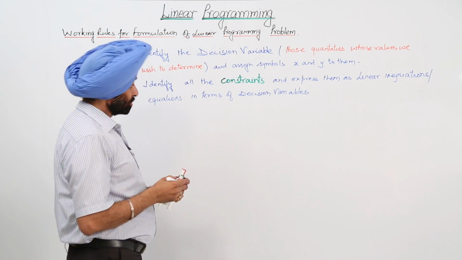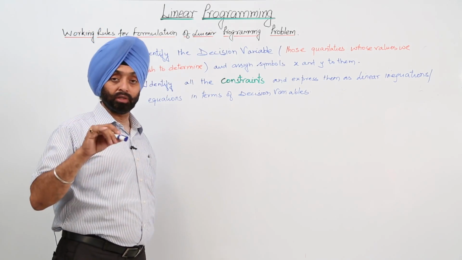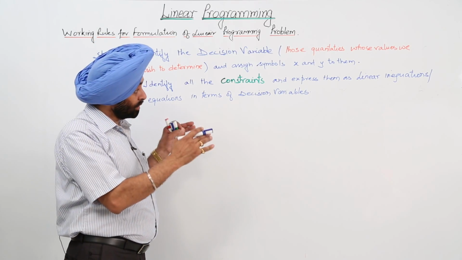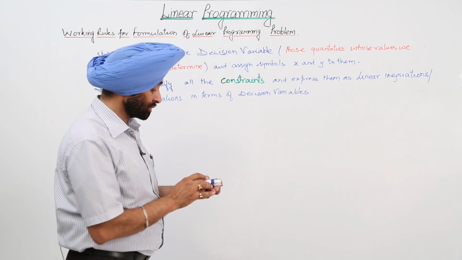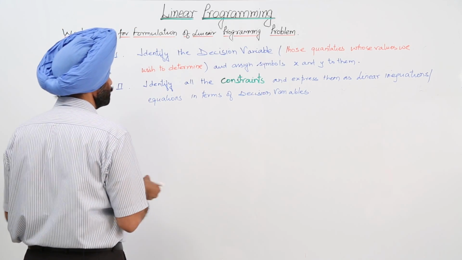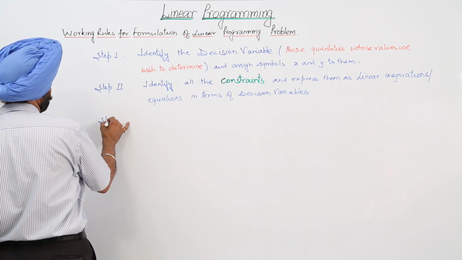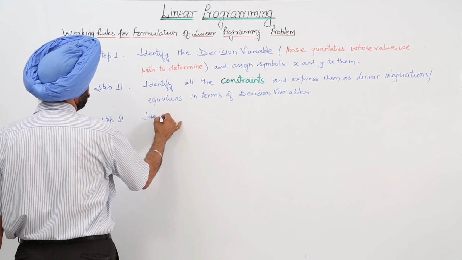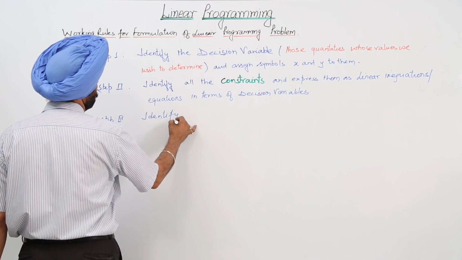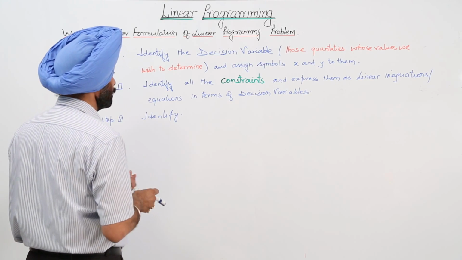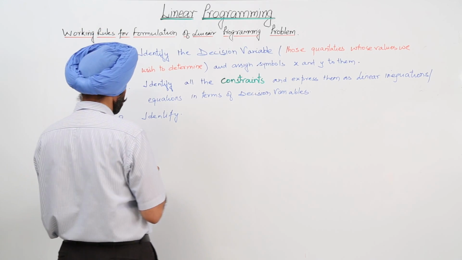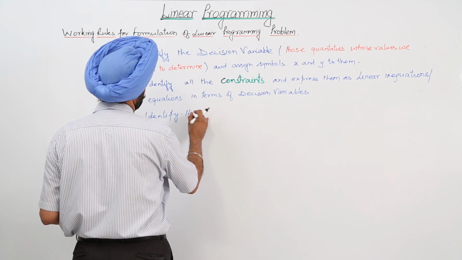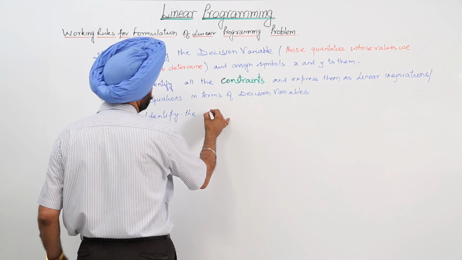So these are the 2 steps. First of all, we are going to give symbols x and y for the decision variables, and then we are finding all the constraints. Okay. Now step 3. Identify. Now the major thing which we have to identify is the objective function.